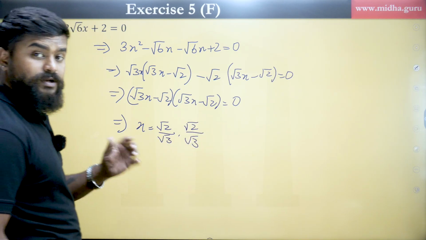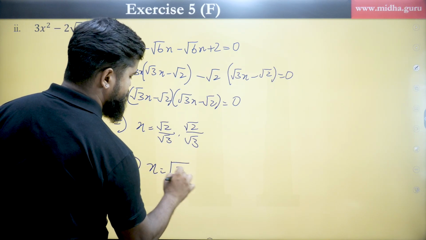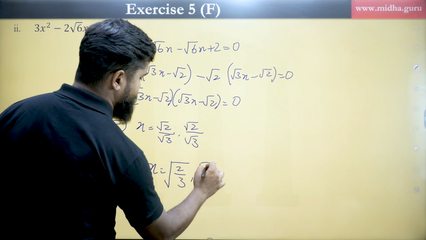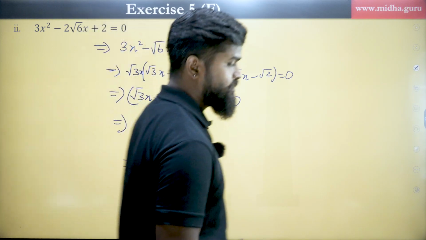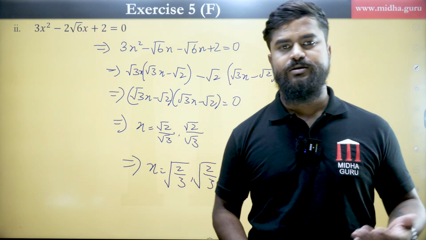So both the roots are equal in this case, and they are equal to √2/3. And those are the solutions for the given quadratic equation. So let's move on to the next problem.